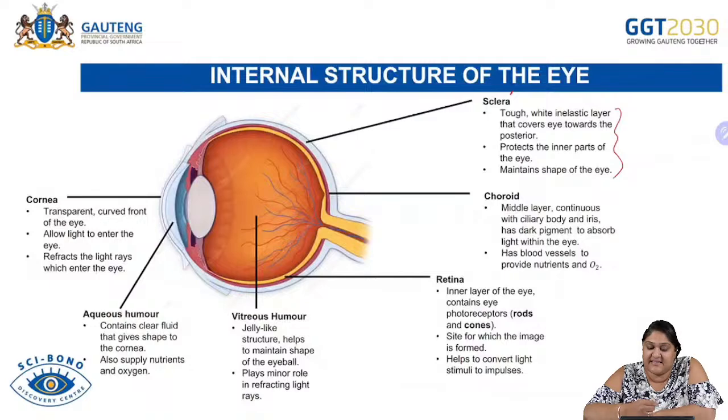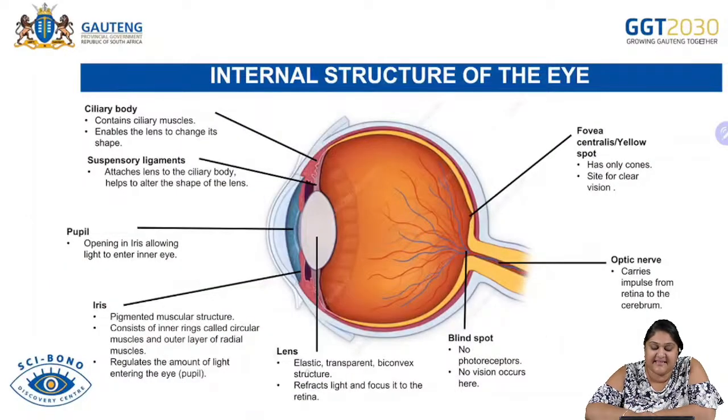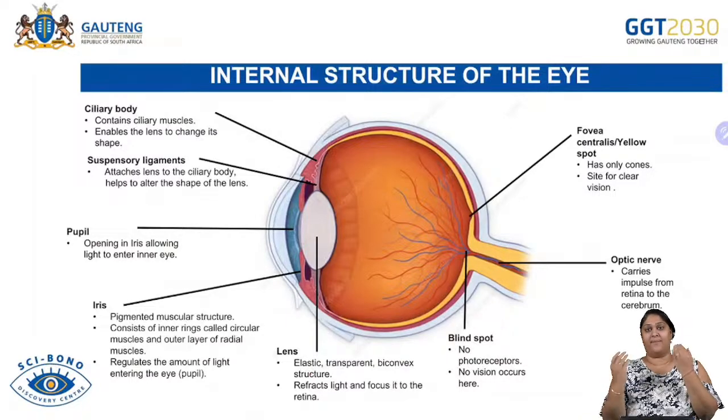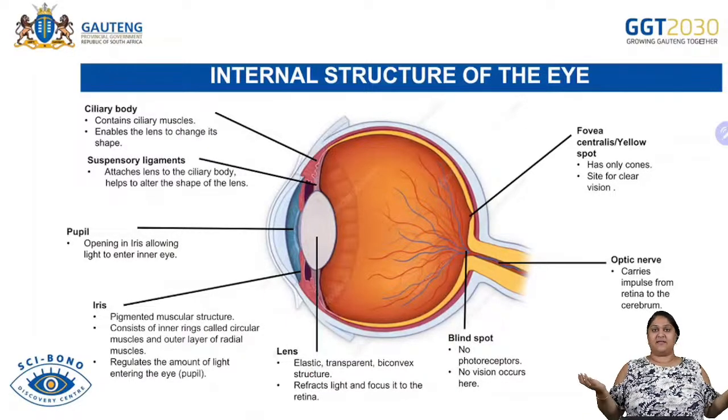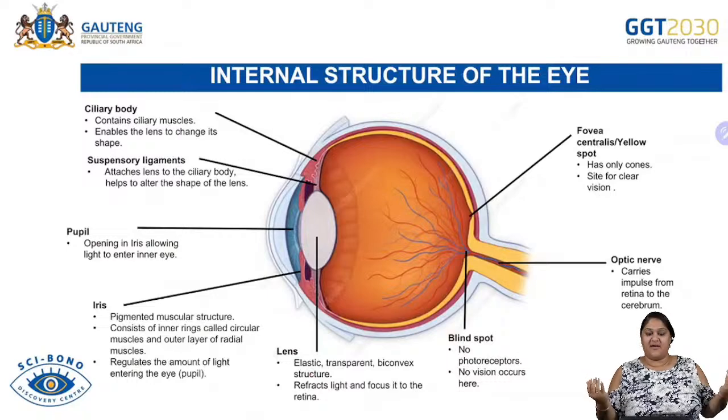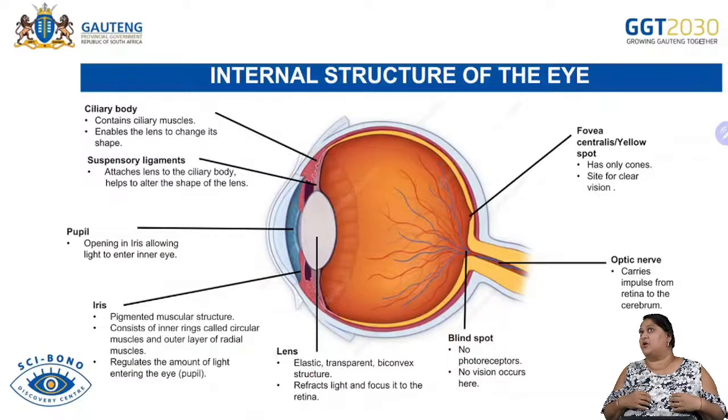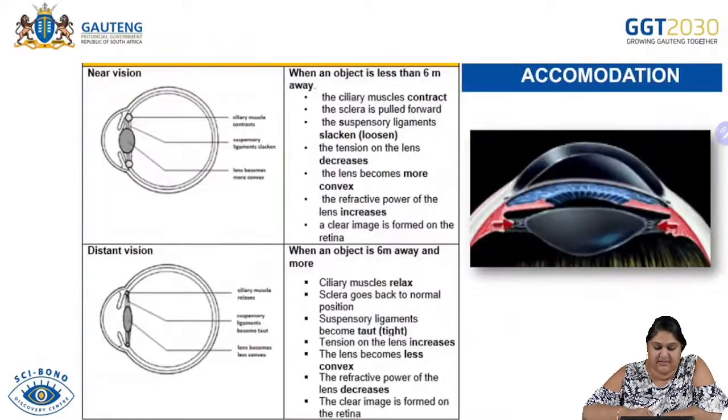So you know that the sclera is tough, white, and inelastic. And what do you know about the lens? You know that the lens is elastic, transparent, and biconvex. So if you have to compare 2 structures, that's an excellent comparison to say that, okay, the sclera is inelastic, but the lens is elastic. So you need to know the functions of everything, because they're not just going to ask you to give a function of the lens, or the properties of the lens, or the structure of the lens. They're going to ask you to compare different structures.